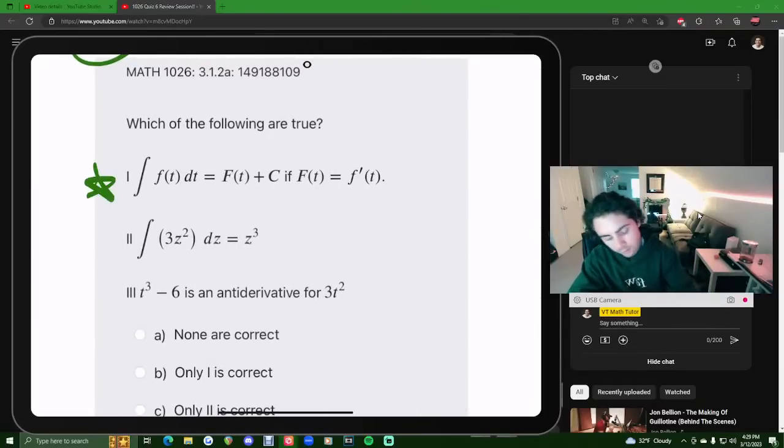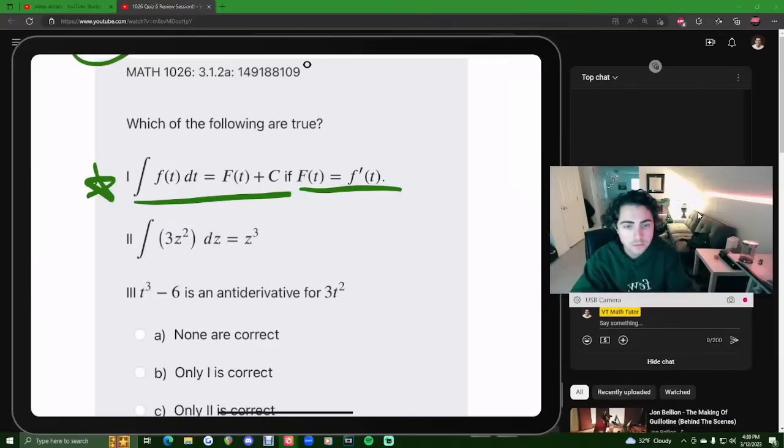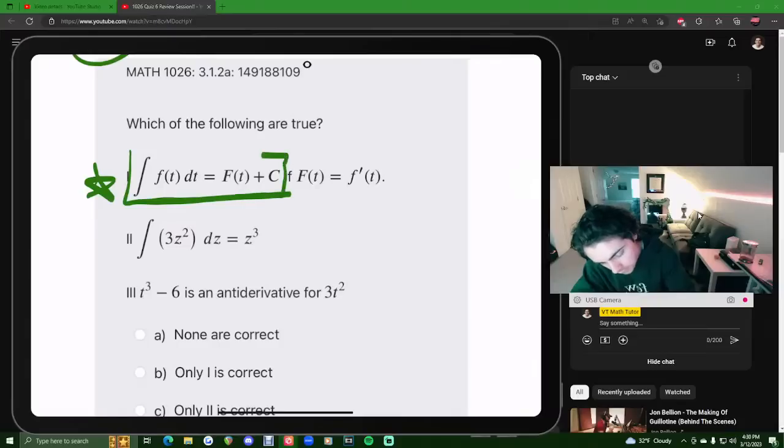Starting with number 1. The indefinite integral of f of t equals f of t plus c if capital F of t equals f prime of t. Now, what the heck does this mean? Let's start with this first little unit here. The indefinite integral of lowercase f of t dt equals capital F of t.